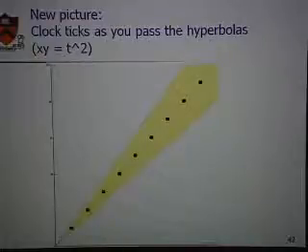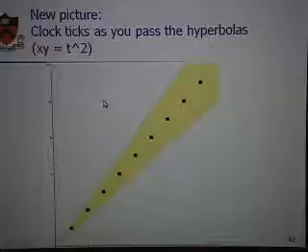The bottommost one that's drawn here, this bottommost hyperbola, is xy equals 1. And that passes through the point x equals 1, y equals 1. And then the second hyperbola, xy equals what? 4. Because it passes through the point x equals 2, y equals 2. And then xy equals 9 is the next one, and so on.